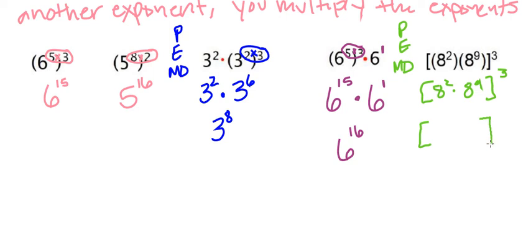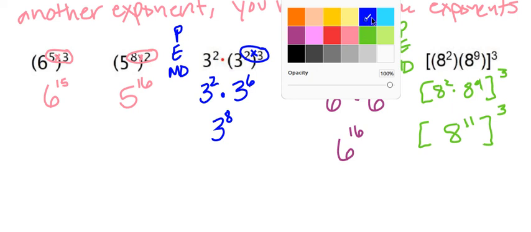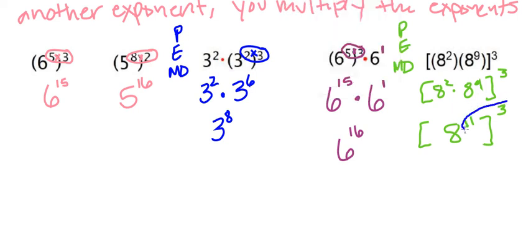I look at the inside here and I know it's 8 squared times 8 to the ninth. Well, I've got like bases and I'm multiplying, so I add. So that's 2 plus 9. So this is 8 to the power of 11. Well, now I have 8 to the power of 11, and that is being raised to the 3rd power. So at this point, I can use my power to a power rule, and that tells me that I take whatever power and I multiply by whatever power it's being raised to. So I'm going to have 8 to the 11 times 3. So I'm going to have 8 to the power of 33.